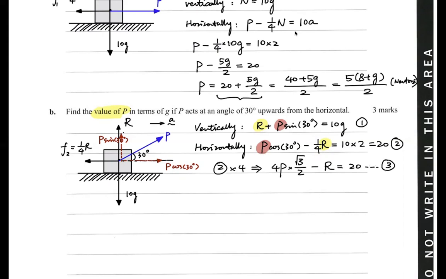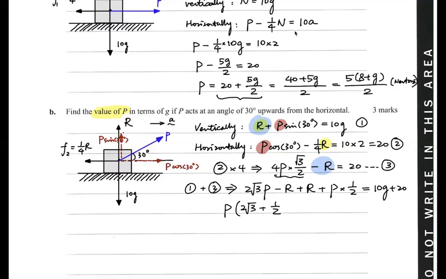So now we can compare this one here and this one, which means when we add them up, we can eliminate the letter R. So equation 1 plus equation 3 will be 2 root 3 P from this term here, minus R plus normal reaction force R, plus P times half, equals 10g plus 20. Don't forget to add everything on the right-hand sides. And we should have P times 2 root 3 plus half equals 10g plus, hold on a second, we made a mistake here because we haven't multiplied the 20 by 4, which is 80. That doesn't look right, so we need to fix it up. So this is 80, this is 8.